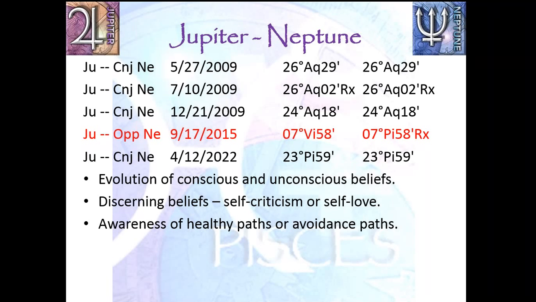So the one opposition is going to be September 17th. That's the date that Saturn, by the way, goes back into Sagittarius. They're going to meet at about 8 degrees Virgo-Pisces. So Jupiter-Neptune is a planetary pair. It's going to be the evolution of our conscious Jupiter and unconscious Neptune beliefs. We're going to have a discernment with our beliefs.